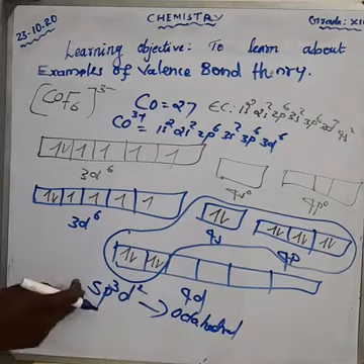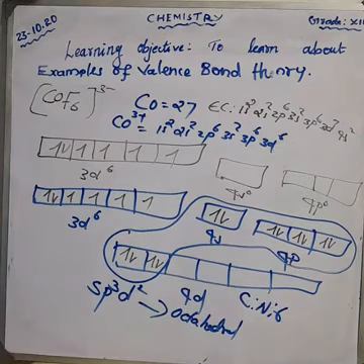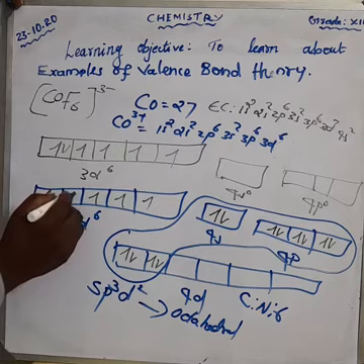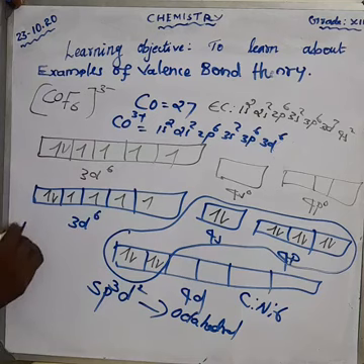Octahedral. What is the coordination number? The coordination number is 6, which we already learned. Here you should also write the magnetic property. The magnetic property should be found out because of the number of unpaired electrons. How many? Here also there are 1, 2, 3, 4 unpaired electrons.